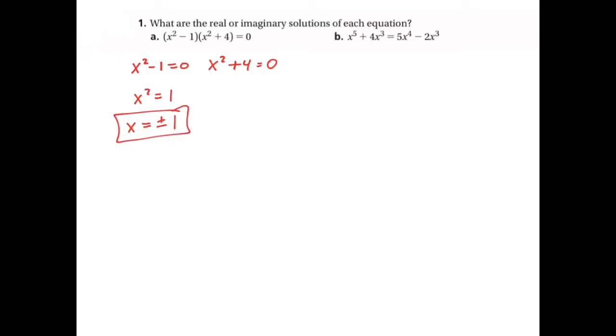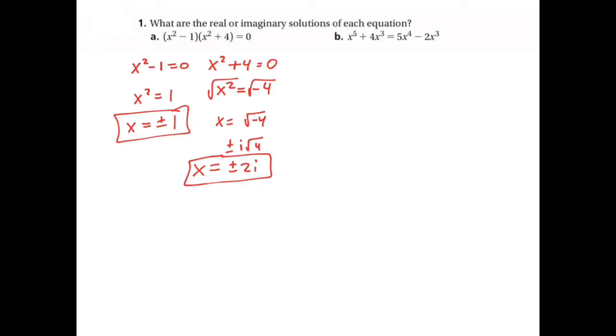Here we'll go ahead and subtract the 4, x squared equals negative 4, square root both sides. You've got x equals the square root of negative 4, which we have to simplify down into i square root of 4, which then becomes plus or minus 2i. So these are our two sets of solutions there.